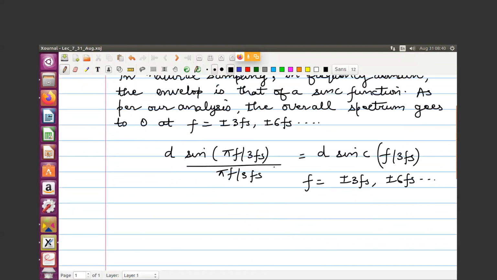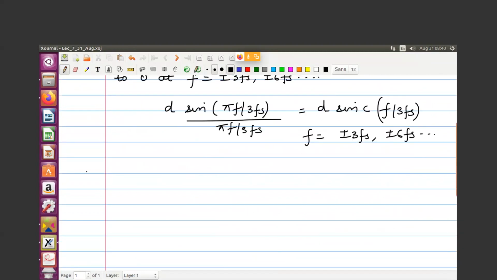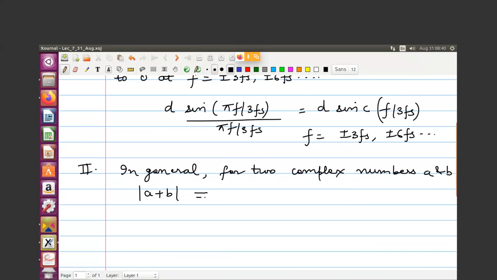The second thing I wanted to say about the last lecture is that, in general, if there are two complex numbers A and B, and I calculate the magnitude of A plus B, it won't be equal to the magnitude of A plus the magnitude of B. I think you all must know this. But we used this property here. Let me show you where.